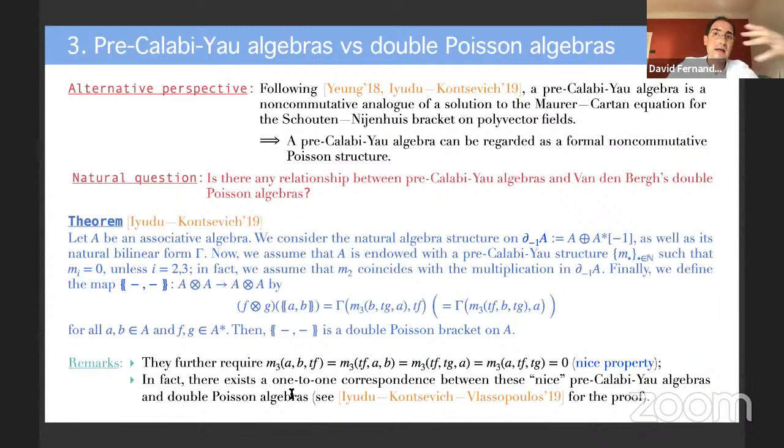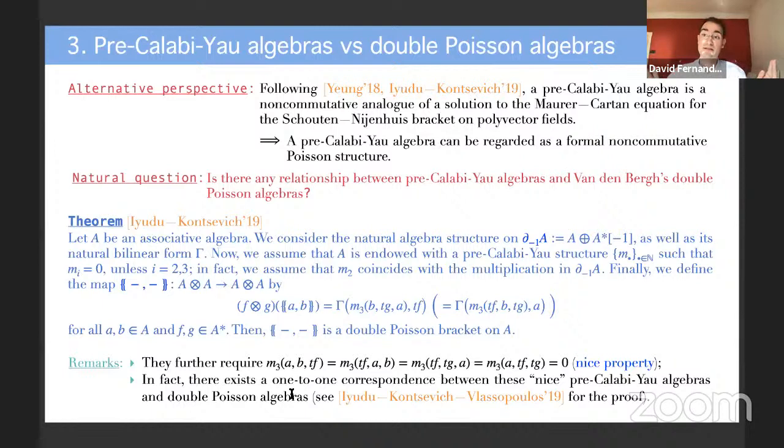are, in some sense, natural non-commutative Poisson structures. And on the other hand, by this alternative perspective, we have that pre-Calabi-Yau algebras also are non-commutative Poisson structures, but in the setting of formal geometry. So a natural question, in my opinion, is to try to determine if we can find a relationship, a link between these two objects, between Van den Bergh's double Poisson algebras and pre-Calabi-Yau algebras, okay?